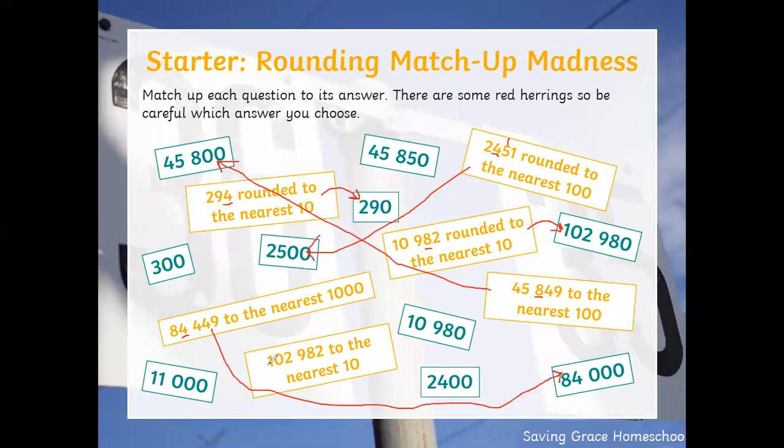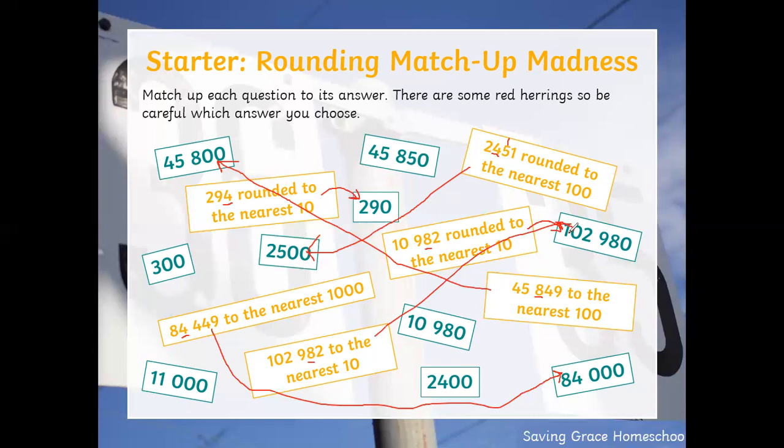Then 102,982 to the nearest 10. We look at the 10 value. Will it change? Look at the value before it. Is it 5 or higher? No, it's not. Smaller, therefore it stays the same. So it stays at 102,980. Oh wow, we've got two of the same questions. So that's just how we're going to round. It's a little bit of madness.